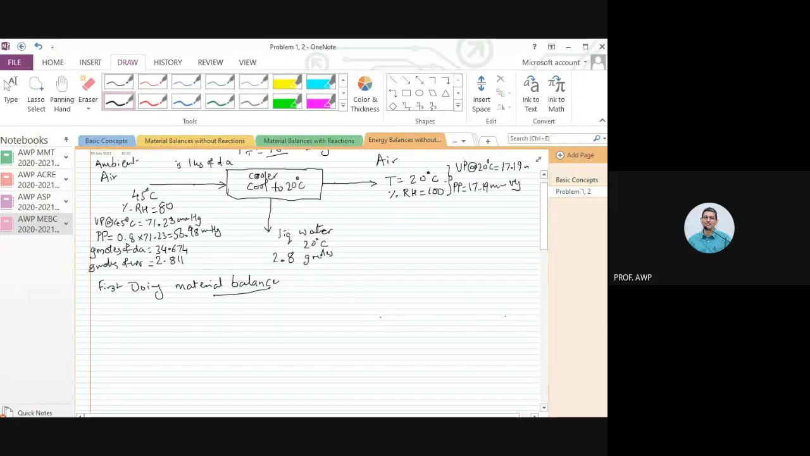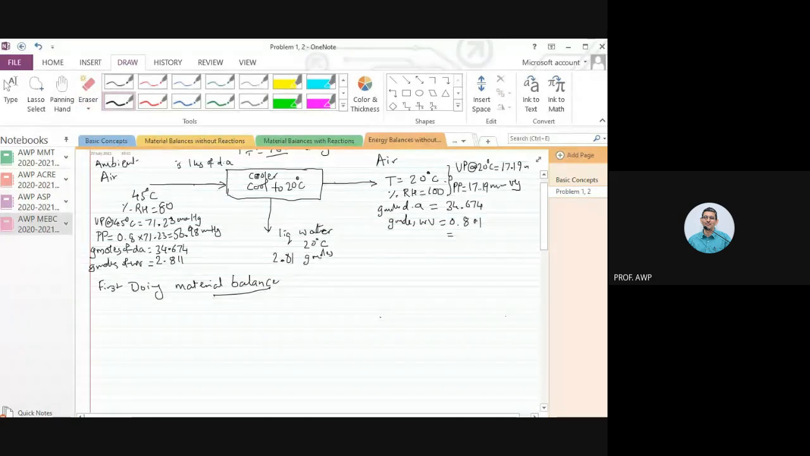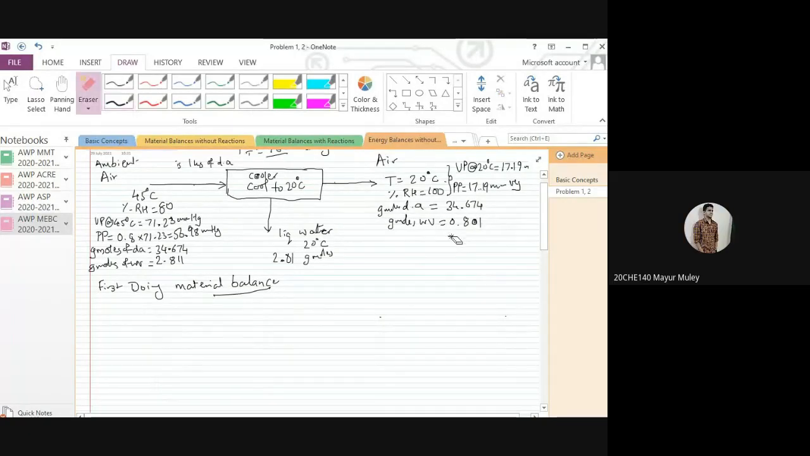Oh, sorry, 2.01. Right, now the air going out, dry air, gram moles is the same, 34.674, and gram moles of water vapor would be 2.811 minus 2.01, right? So that means it is 0.801, isn't it? Yes, sir. Okay.